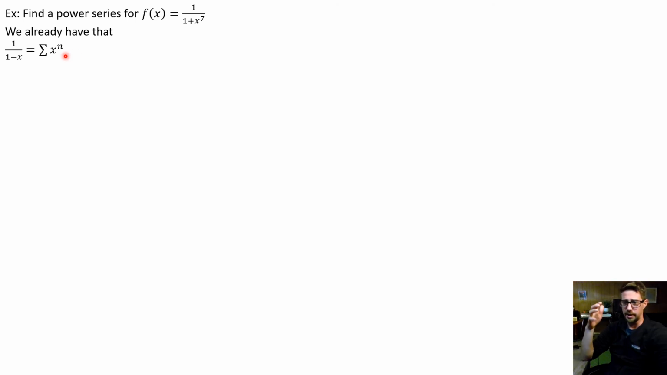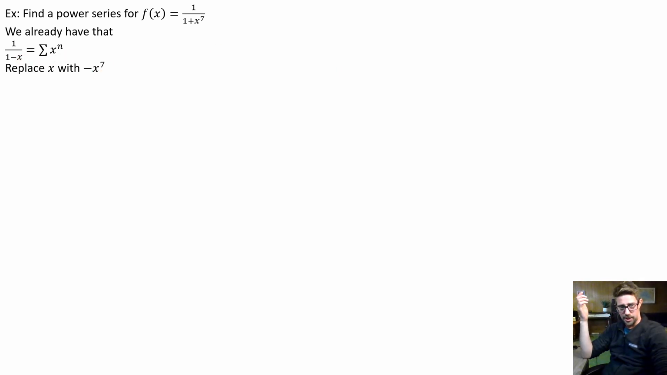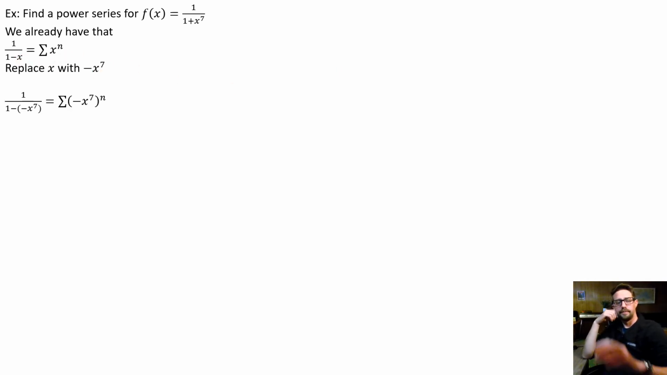You might think, is this the mother of all power series? No, but kind of. So now we've got to make this look like this. Once again, we just replace x with negative x to the 7th. And that'll do it. To do that to one side of the equation, you have to do that to the other side of the equation. So the left side is 1 over 1 plus x to the 7th, and the right side is negative 1 to the n times x to the 7n.